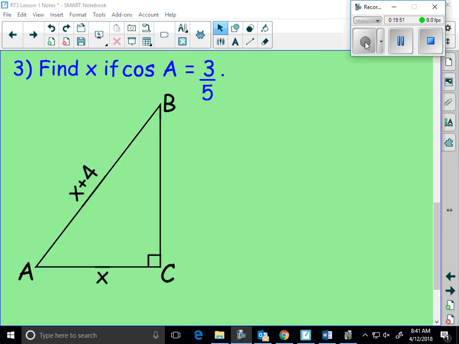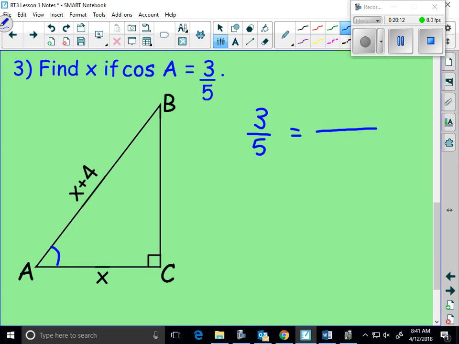Okay, if the cosine of A equals 3/5, let's say here we are at A. How would I write a ratio for cosine of A in this triangle? It would equal what over what? What's the adjacent side in the triangle? Well, we know that the ratio is going to be 3 over 5, but in the triangle, now ignore that number. In the triangle, what is the cosine ratio? X over x plus 4.